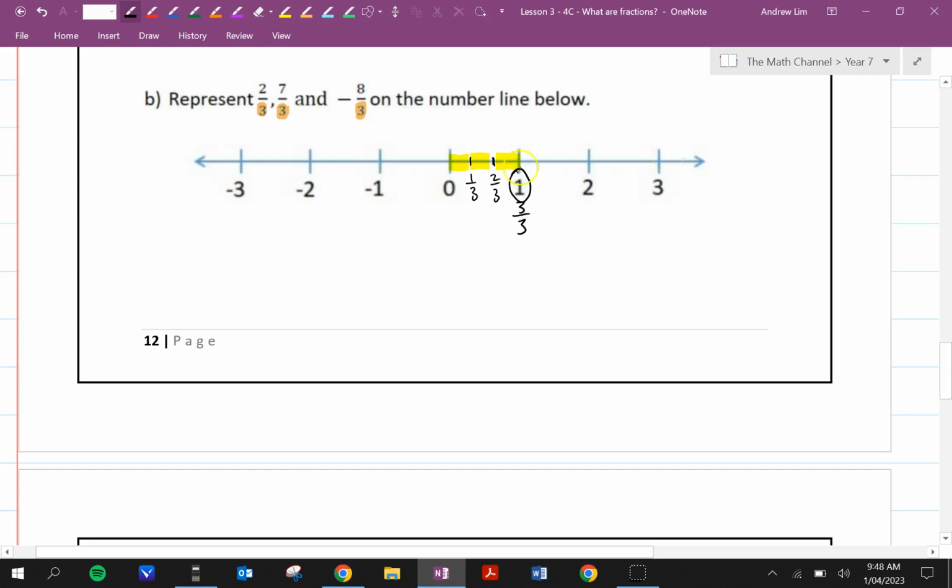Okay? So let's start off this by doing that. Let's just draw 2 lines in each of these to try and separate them as evenly as possible. Alright. And now I want you to pause the video and have a go with this yourself. See if you can represent 2/3, 7/3, and minus 8 on 3 by yourself without writing any of the other fractions. Have a go.